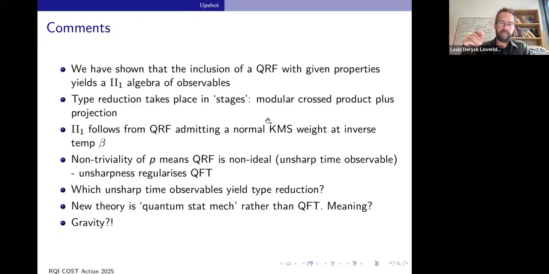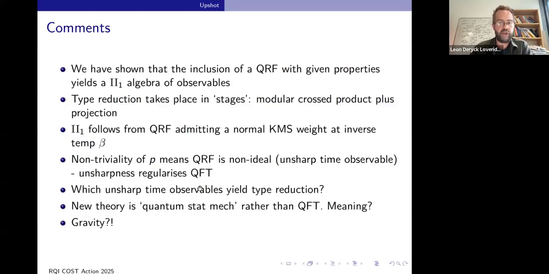So we take the cross product with a particular action of the real numbers, the modular cross product. The modular cross product takes us from a 3 to a 2 infinity, and then this projection takes us from a 2 infinity to a 2-1. So this is a two-legged beast. Interestingly, the non-triviality of this projection means that the quantum reference frame is an unsharp time observable. So that's a sort of Pauli theorem for type reduction in a certain sense.